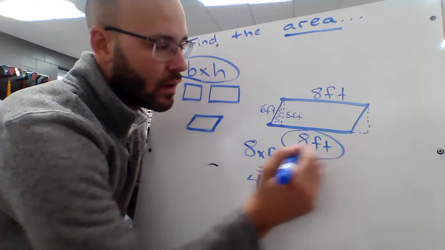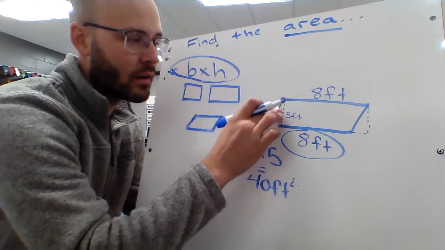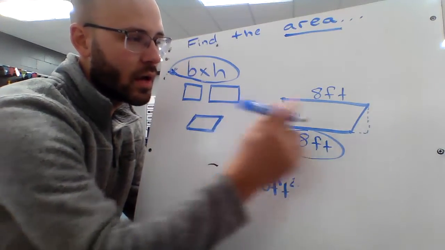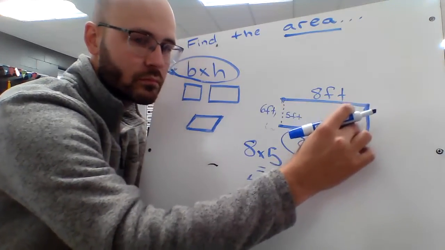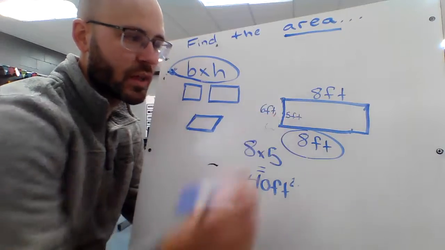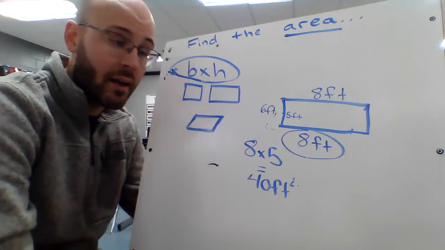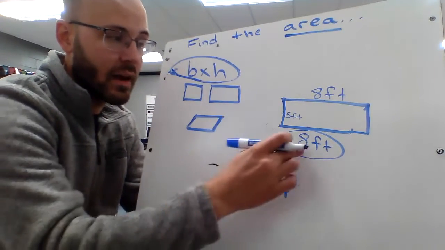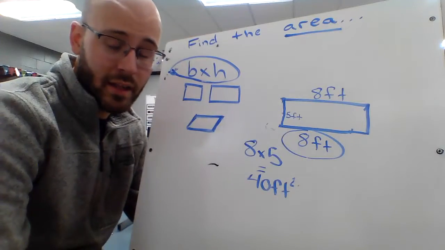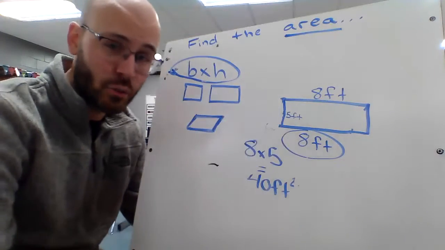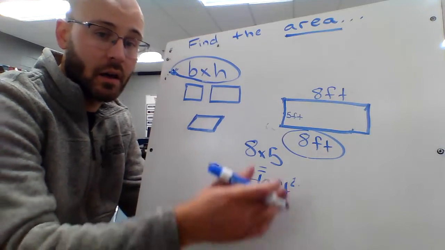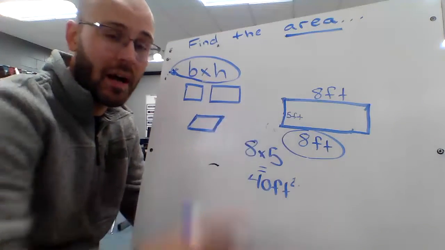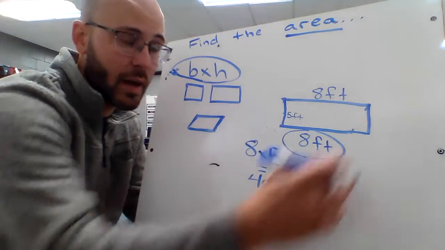Same triangle. Now, if I got rid of that and replaced it with this side, what shape do I have? I have a rectangle that is 8 by 5. That's why it's so important to find the actual height, because you can turn it into a rectangle with that same height by moving that triangle to the opposite side.